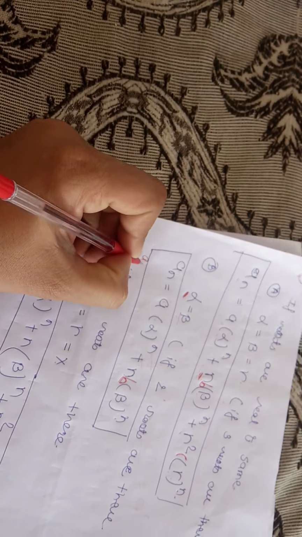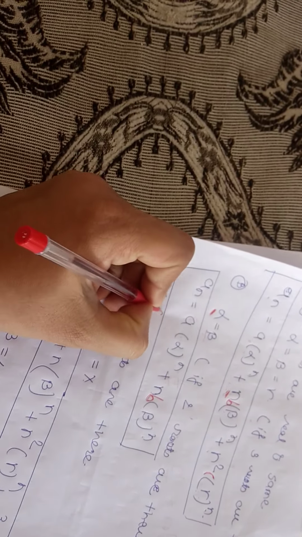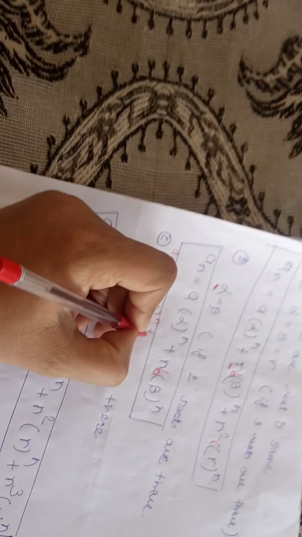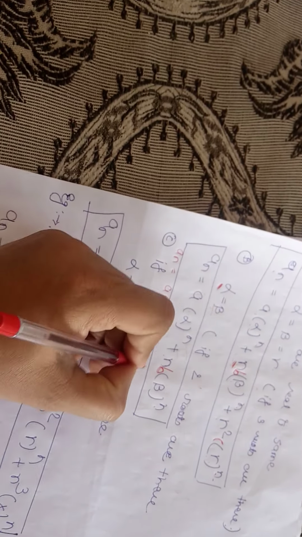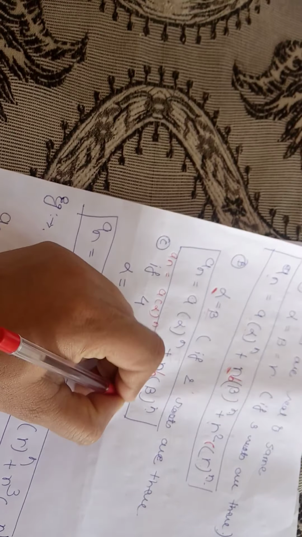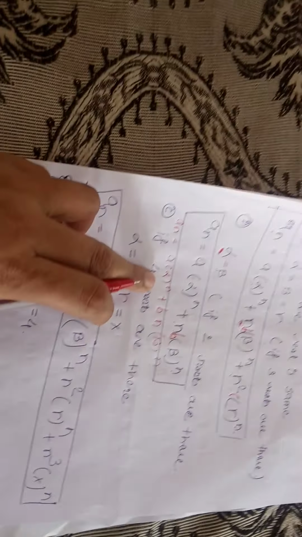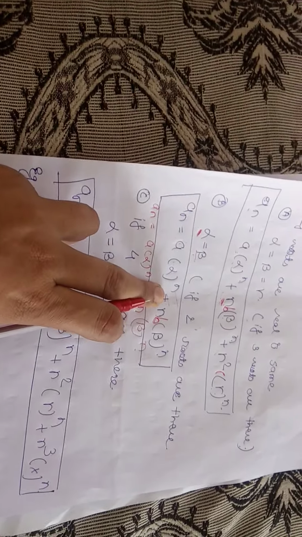I can rewrite the same equation like this: A of n is equal to a into alpha to the power n plus, taking b here, b into n into beta to the power n. Fine. So you can rewrite the equation like this or like this.